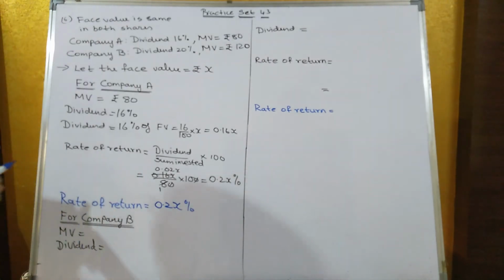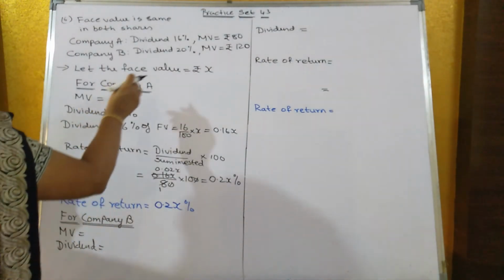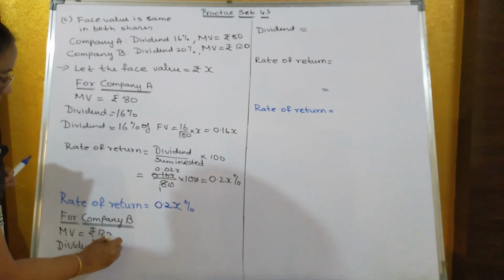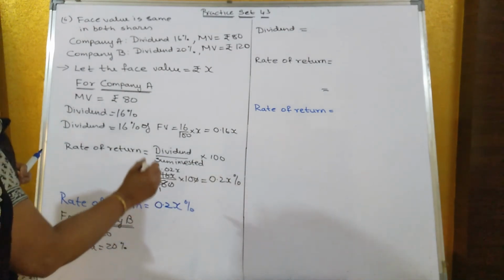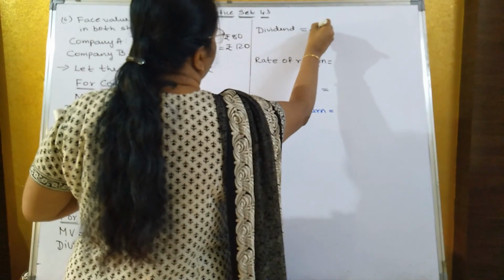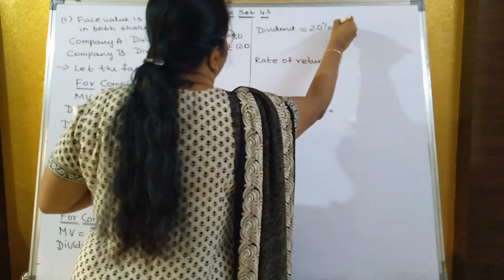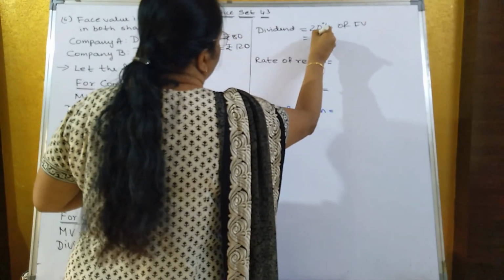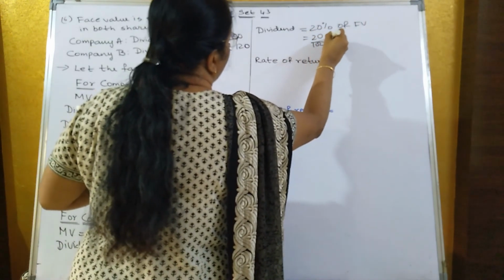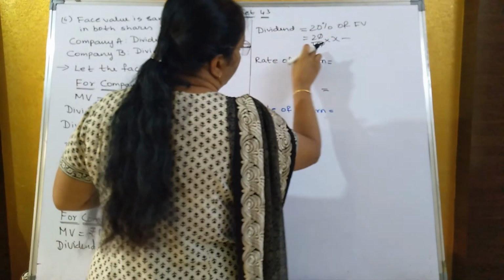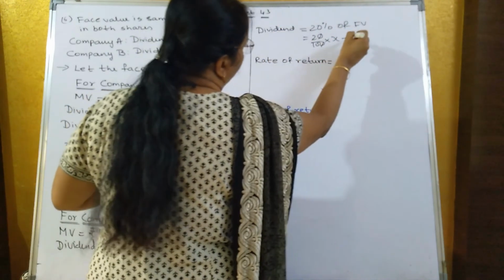Now for company B, the market value is rupees 120 and dividend is equal to 20%. Therefore, dividend is equal to 20% of face value. That is equal to 20 upon 100 into x. One 0 will get cancelled. So when you remove this 0, it will come 0.2x.